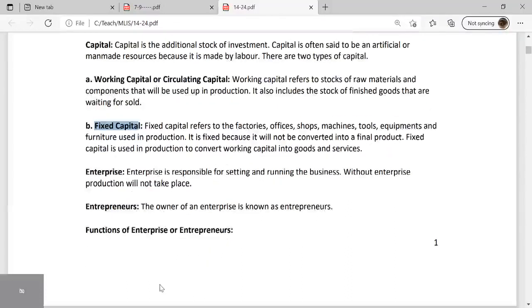And the last one is enterprise or entrepreneur. Enterprise is an organization, and entrepreneur is an individual. But their job is the same. Their job is to organize the other three factors of production, take risk, start the business, take initiative, take decisions. So these are the jobs of an enterprise or entrepreneur.